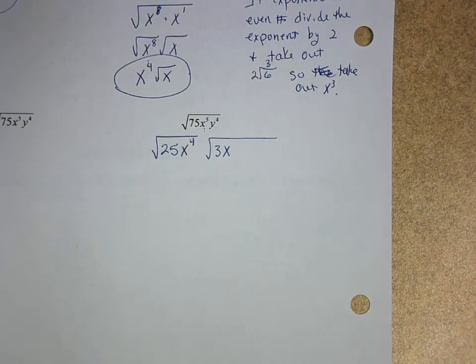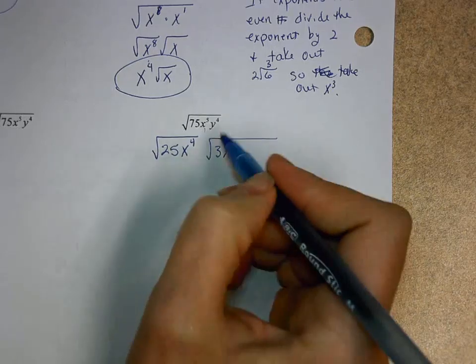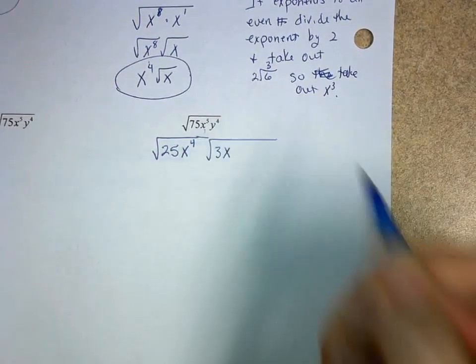Then I look at y to the 4th. It's an even exponent. So does that go into the left one or the right one?